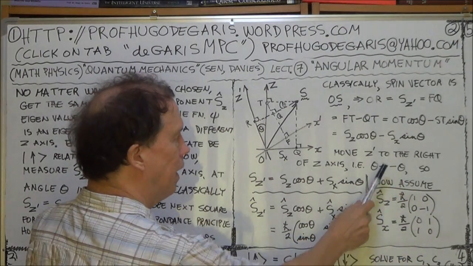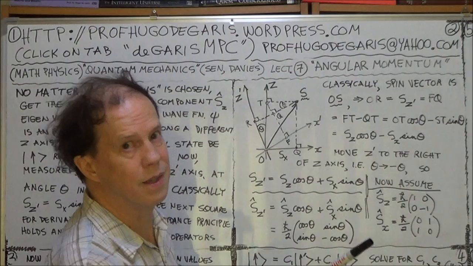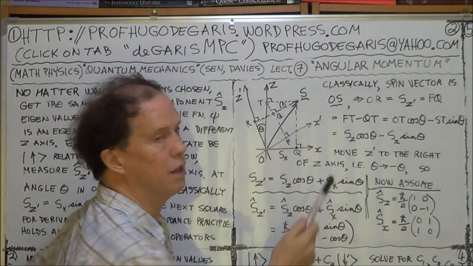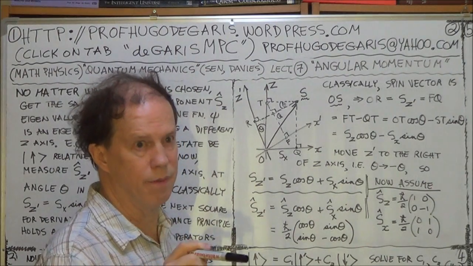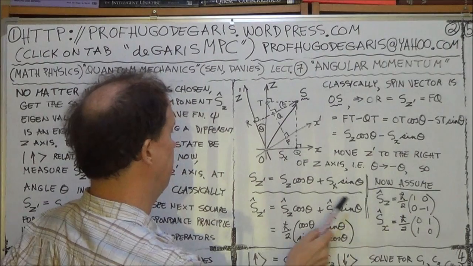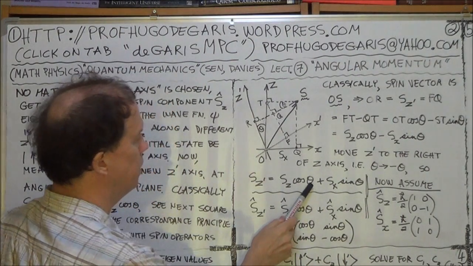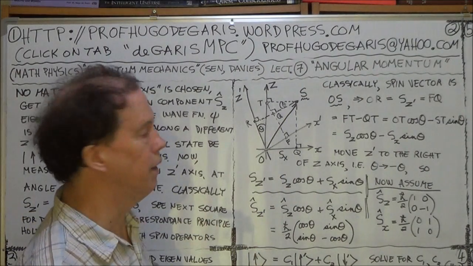So plug in minus theta here and here, and now cos of minus theta is just the same as cos of theta. But sine of minus theta is minus sine theta. So then you get a double minus, and you end up getting this expression, right? Where this theta is now sort of that way. Follow that? Follow that logic?